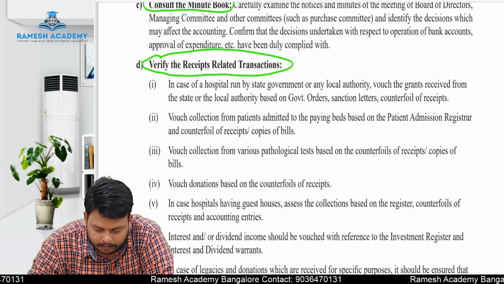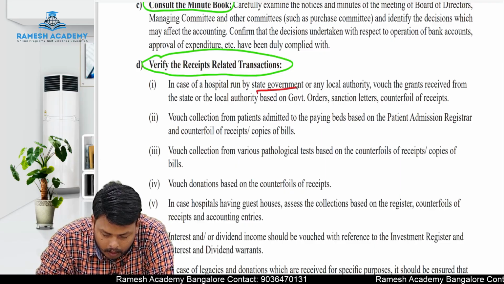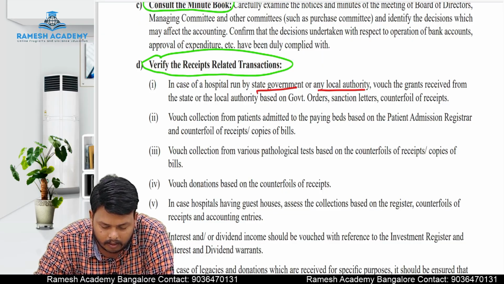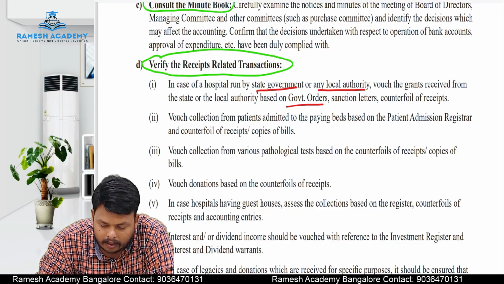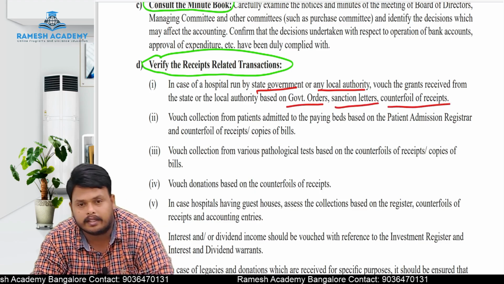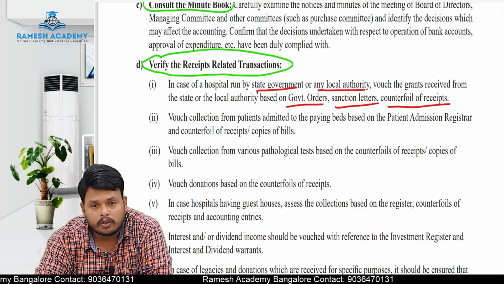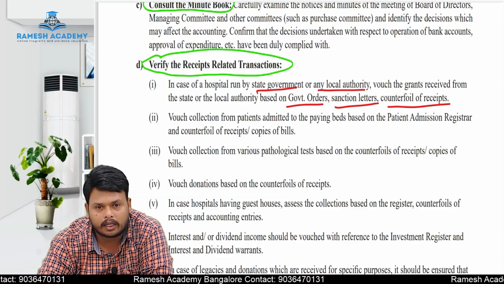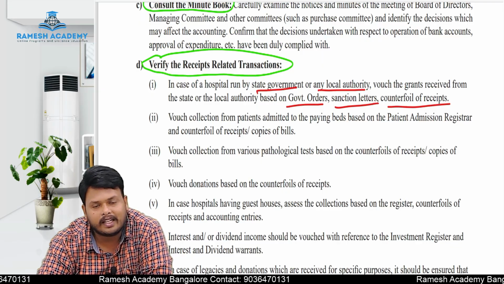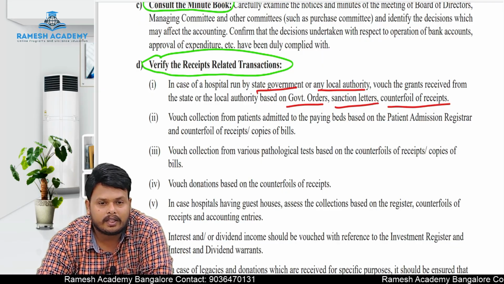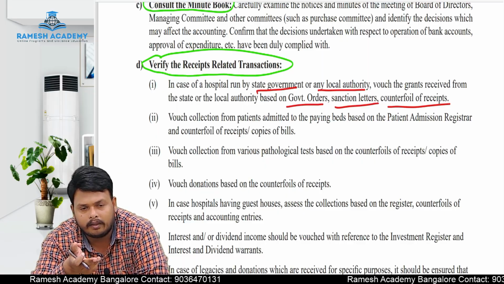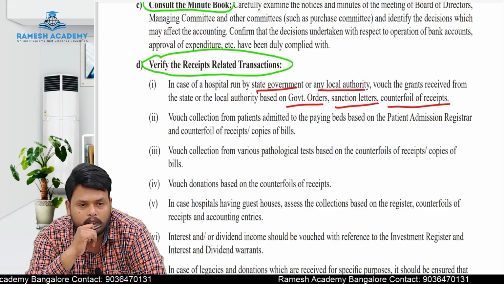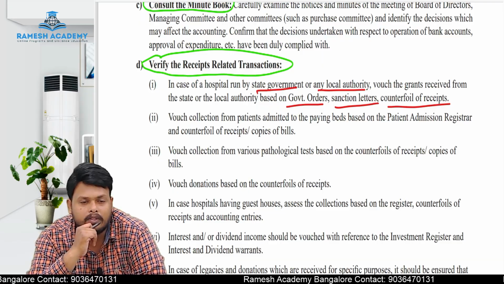In the case of a hospital run by the state government or by any local authority, watch the grants received from the state or local authority, based on government orders, sanction letters, counterfoils of receipts. If any hospital is run by a state government or local authority, the auditor has to watch the grants received from the government. Why? Because in government hospitals, each and every service is free of cost. Then how will the doctors get their salaries, how will the hospital run, how will they get the medicines? Based on the grant.